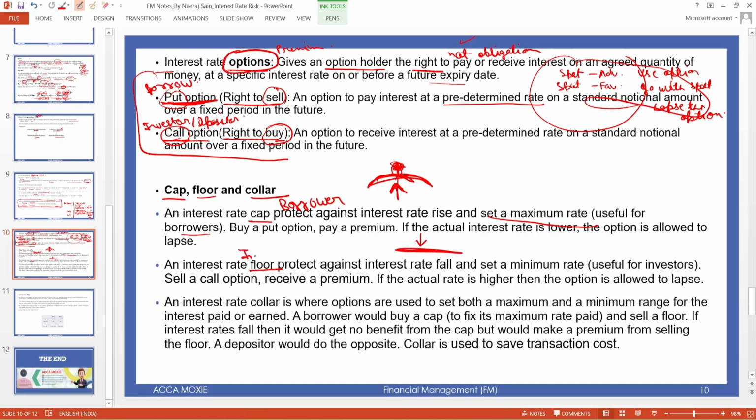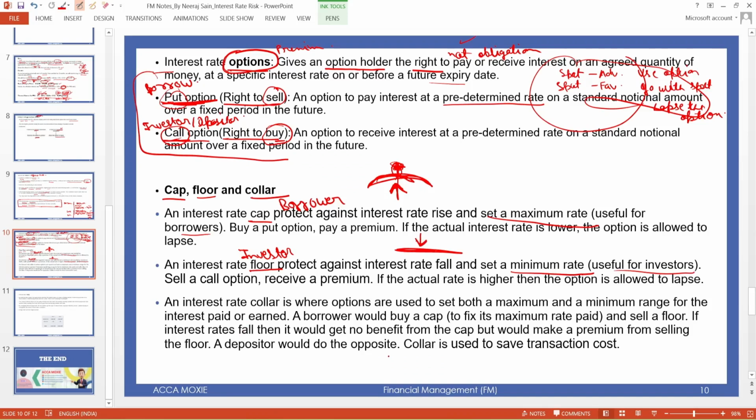So the investor floor protects against falling rates. It sets a minimum rate that is useful for the investor, so the interest rate cannot fall beyond this level. If it falls beyond this level, they can use the floor and take advantage of it.